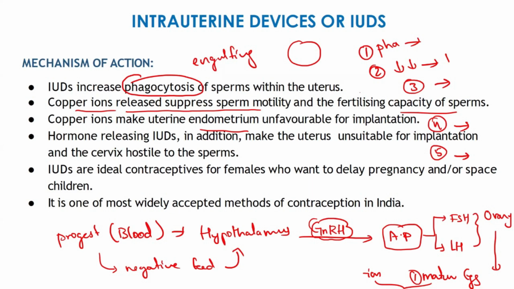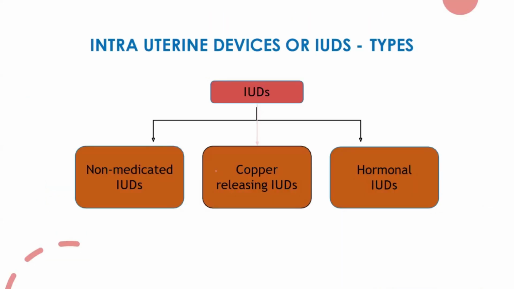Based on that, we have different types of IUDs as well. And it is the most widely accepted method of contraception in India. Remember this. So what are the different IUDs we have? One is non-medicated IUDs, copper releasing IUDs, and hormonal IUDs. As we talked about the different ways the IUDs act, this is how they are classified.